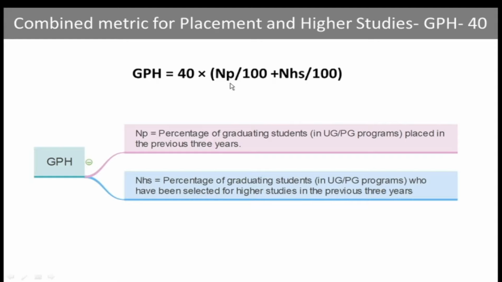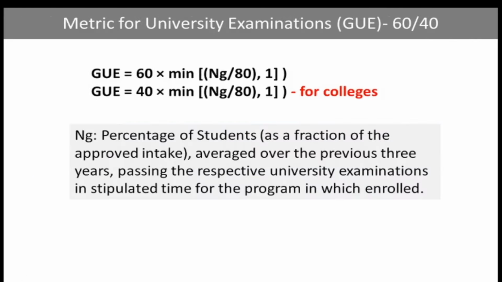So if you have your students distributed between the placed students and the students going for higher studies, you will get the maximum marks under this metric. Now, the second metric is common under overall category and for colleges. And this metric is the metric for university examinations, abbreviated as GUE.